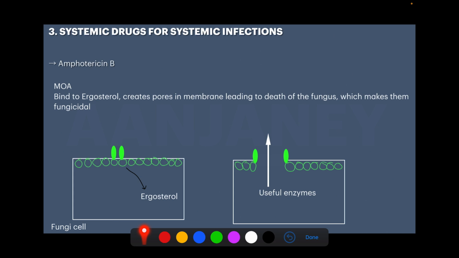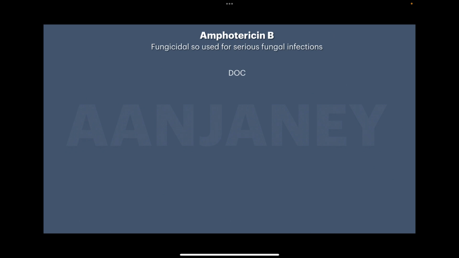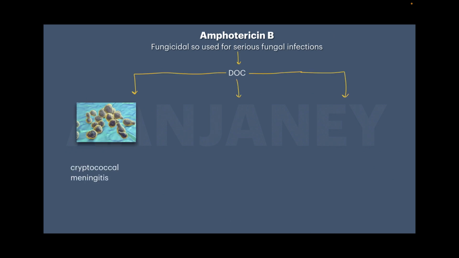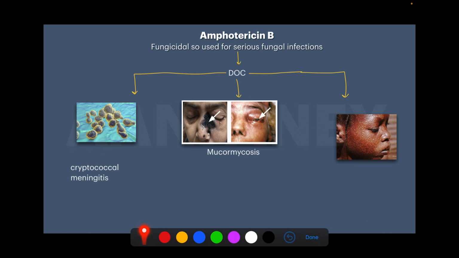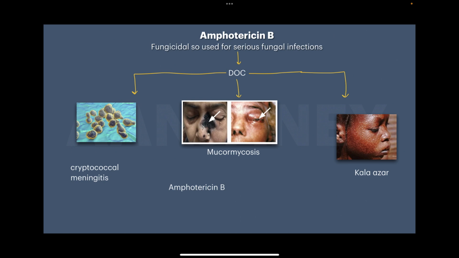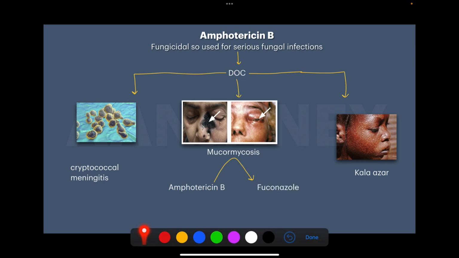Now why are these the most important drugs? Because they are fungicidal drugs. So they are used in many serious fungal infections and are the drug of choice for cryptococcal meningitis, mucormycosis and Kala-Azar. This mucormycosis is also called black fungus. We'll study more about it in the next slide. So for mucormycosis, the drug of choice is amphotericin B.